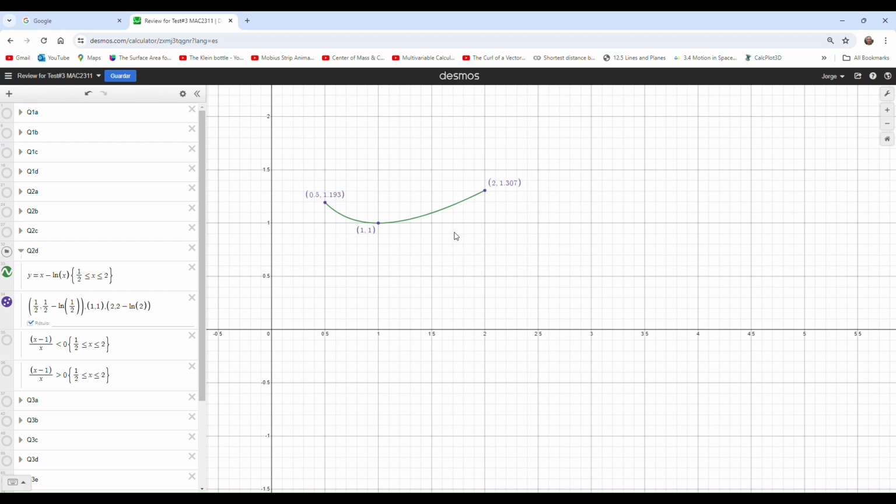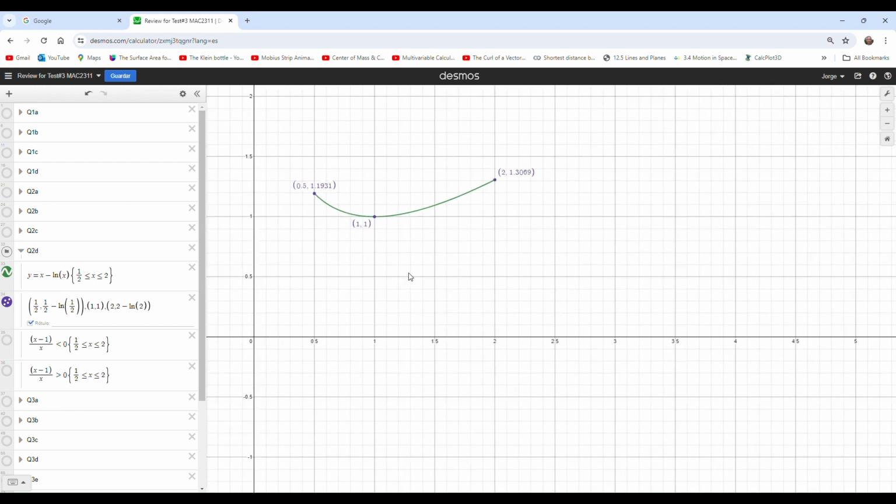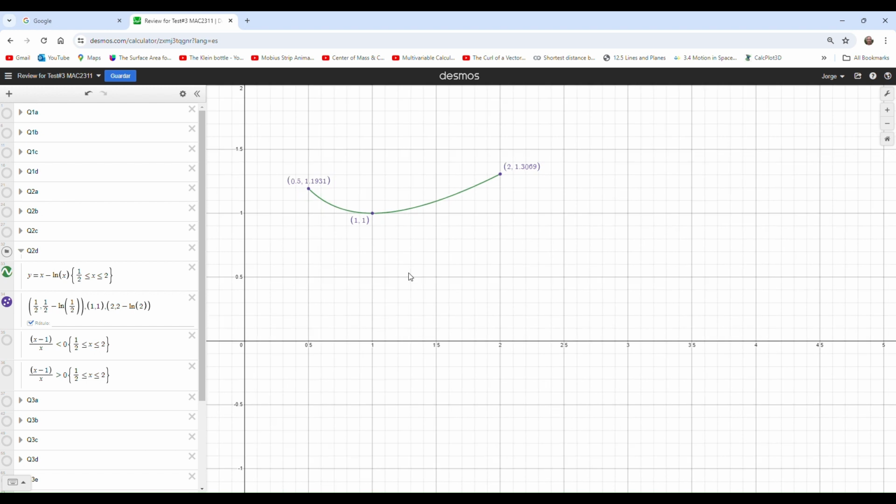Now decimals. I put the function, I put the restrictions at the interval. Yeah, it's so clear. Look. The minimum is at x equal 1, where the value, by coincidence, is 1. And the maximum, absolute maximum, is at 2, which is 1.31, which is 2 minus logarithm of 2. Excellent.